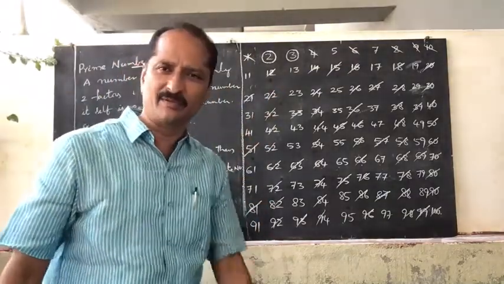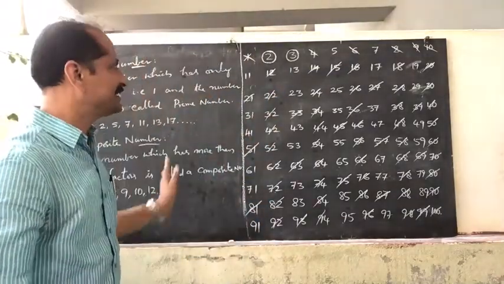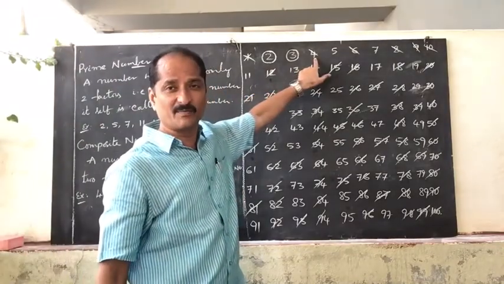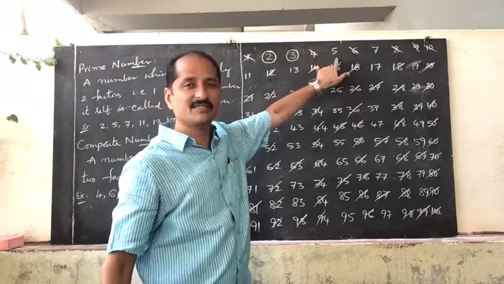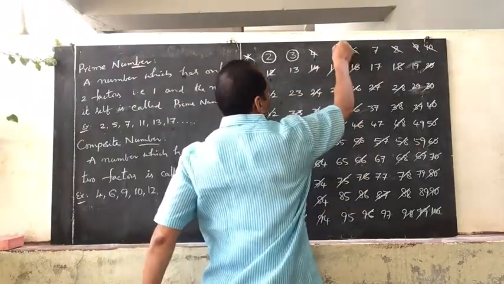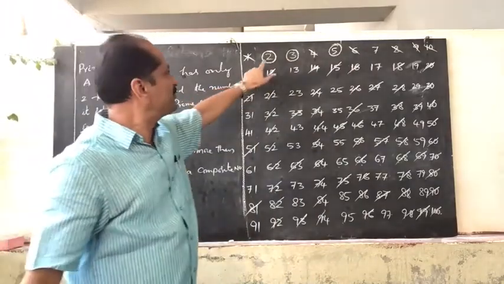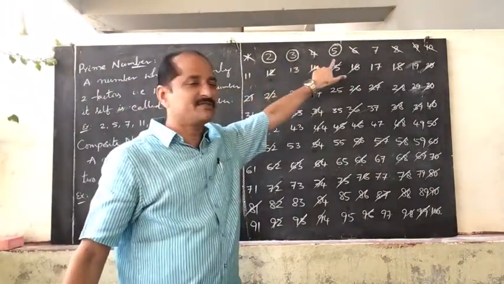Whatever we have struck out is a composite number. The next number, 4, we have struck out, which means it is a composite number. The next prime number is 5. So the first prime number is 2, the second prime number is 3, the third prime number is 5.